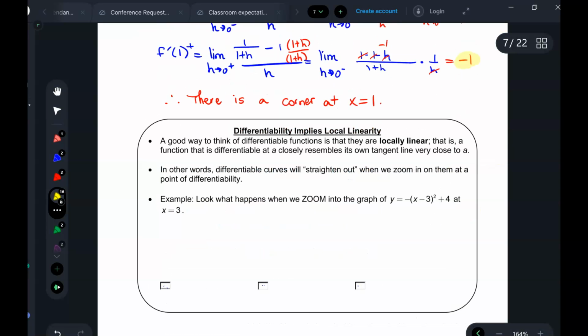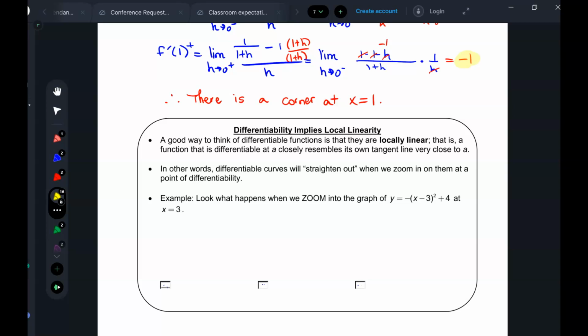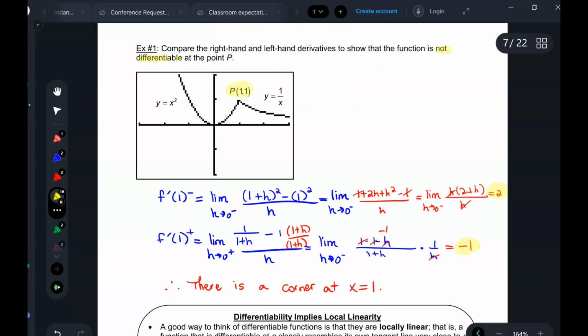Okay, so we just have to prove that it's a corner, even though we can tell that it is. Yeah, that's just verifying it.